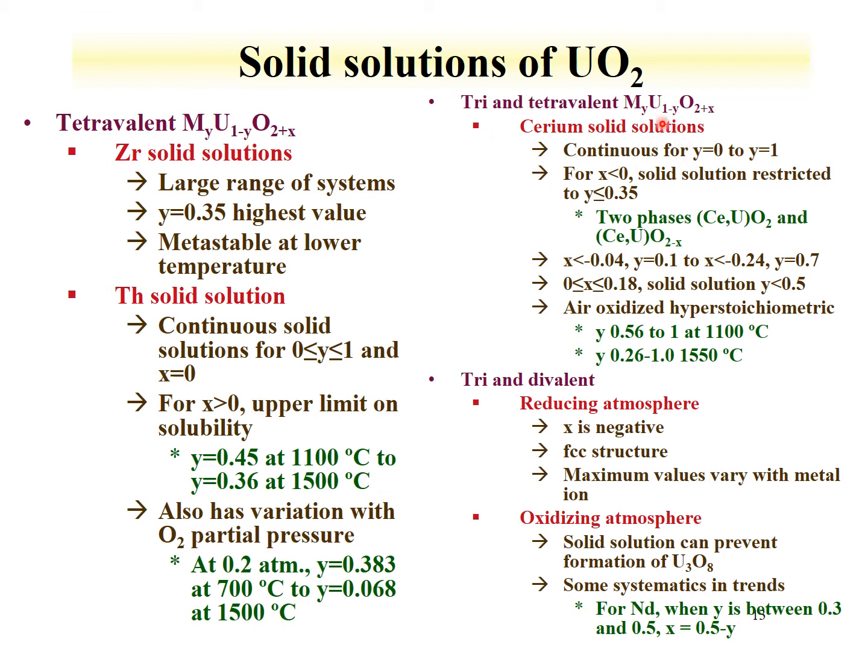Some tri- and tetravalent solid solutions: cerium-4 is continuous over the entire range, whereas cerium-3 has variations. And the tri- and divalent solid solutions really depend upon whether you're in a reducing or an oxidizing environment. One of the take-homes for this is that when we look at the chemistry of the fission products in UO2, whether or not they'll form a solid solution with uranium will be based upon the amount of that material and the relative crystal structure compared to the UO2.